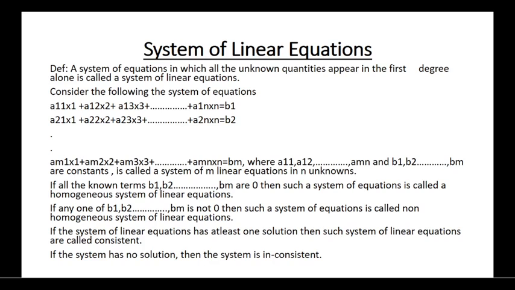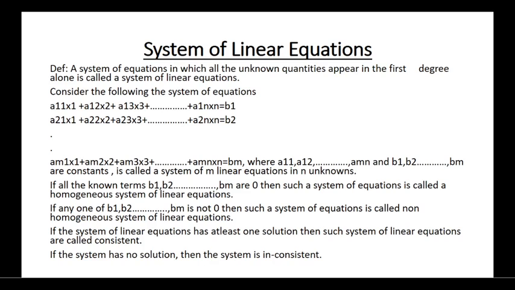Suppose the given system has no solution, a solution does not exist for the given equations, that means the solution set is empty. In such a case, the system of linear equations is inconsistent. Are we clear about linear equations? Linear means degree 1. System means collection or set. So a system of linear equations is nothing but a collection or set of equations.